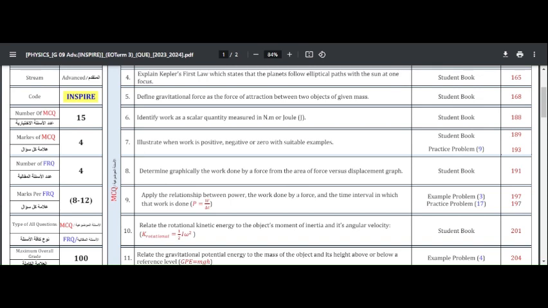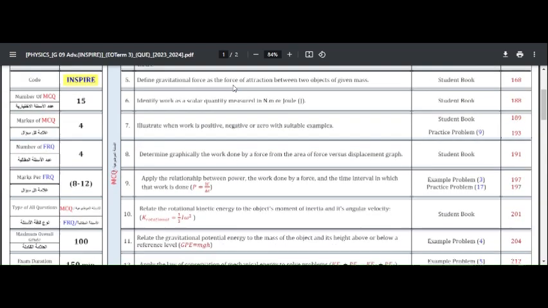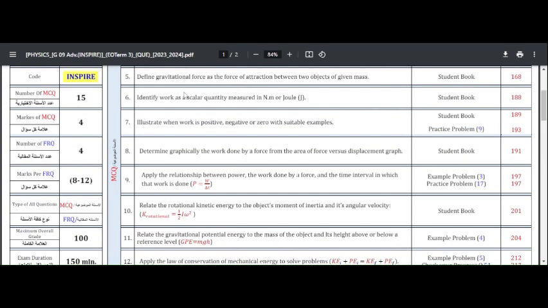Then another one is about defining gravitational force as the force of attraction between two objects of given mass. So this is again another question regarding gravitational force. The gravitational force is attractive, it is between two masses, and it is directly proportional to the product of the masses. So they could ask something along that line. So it could be a multiple choice question.